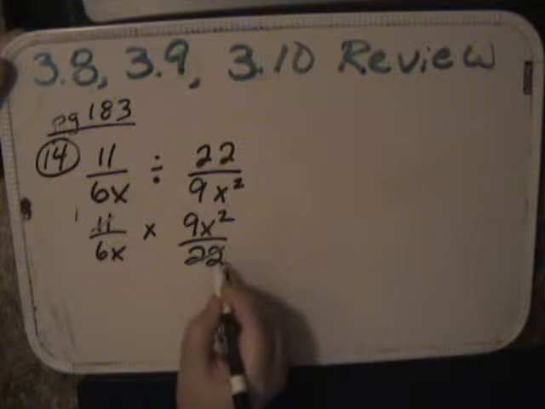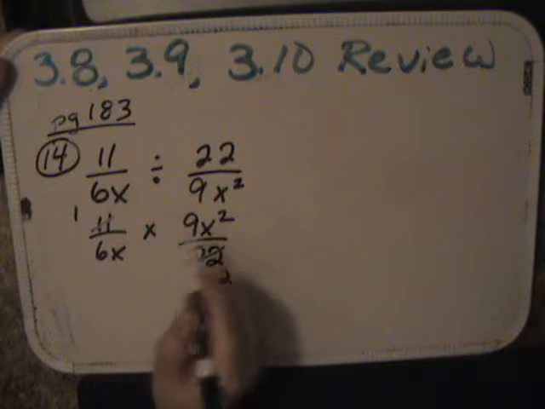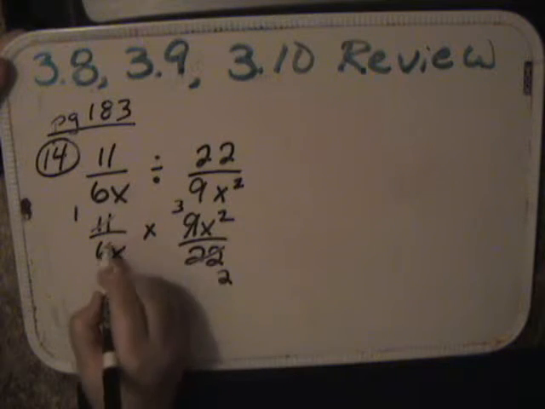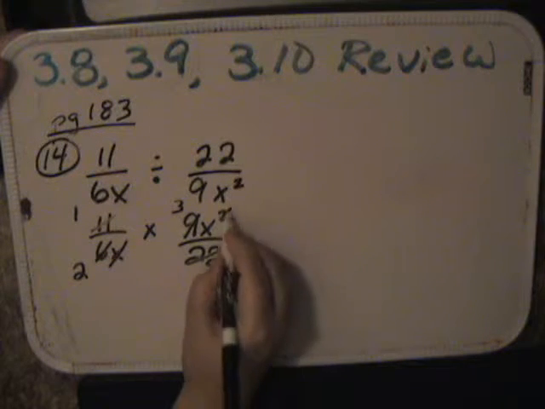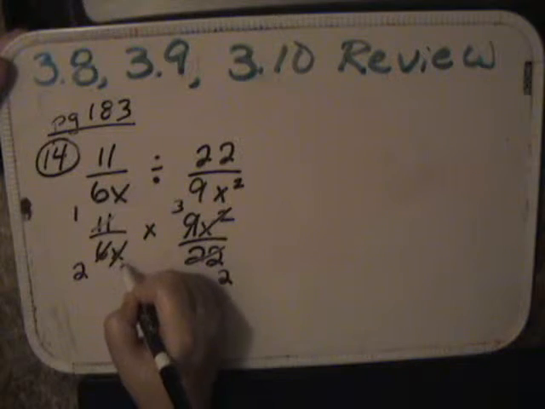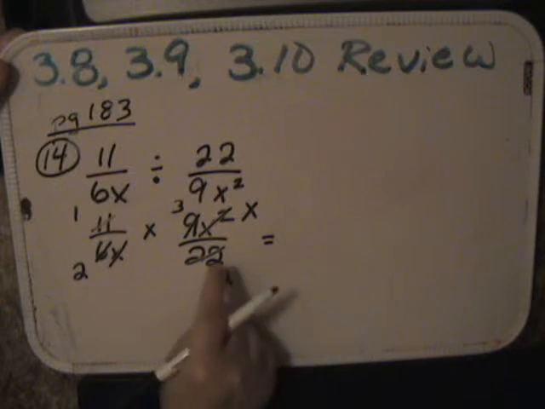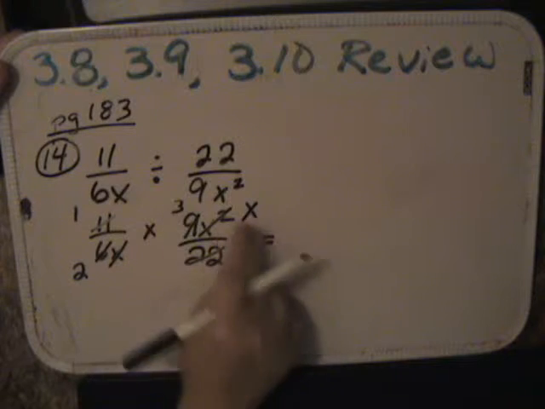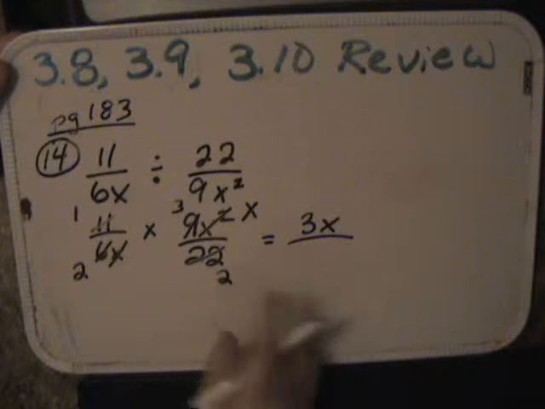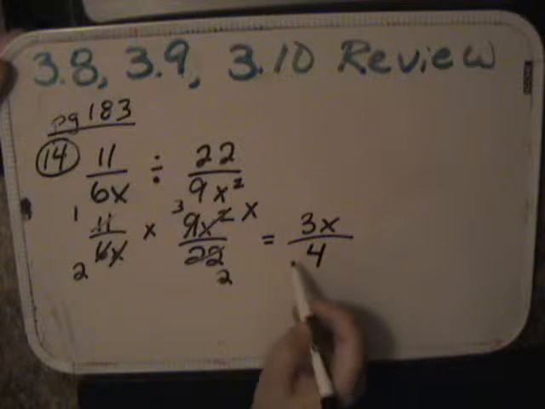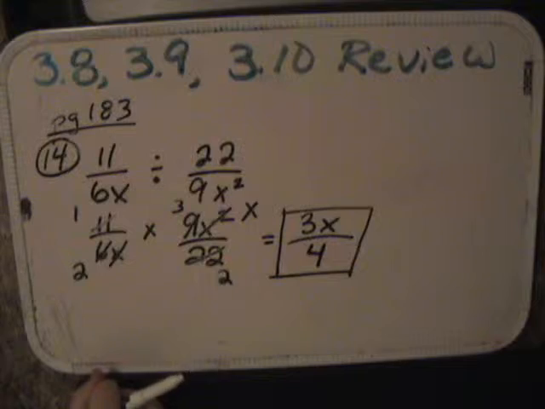11 goes into 22 2 times, so that's 1/2. And then 9/6 is going to be 3 and then a 2. And then I have x and x squared, so this would be just an x up in the numerator. Now let's go ahead and divide that through. 1 times 3 times x is 3x, and then 2 times 2 is 4. So you should get 3x over 4 for your answer.